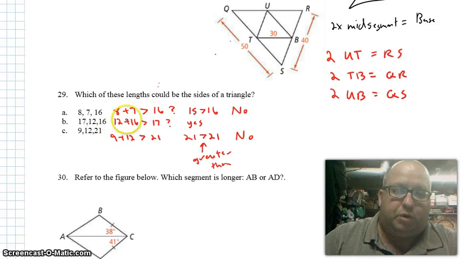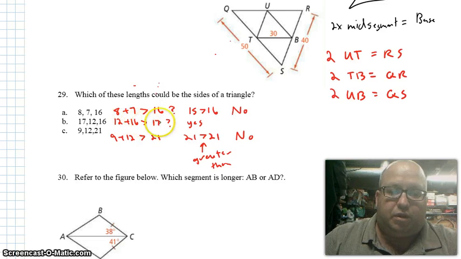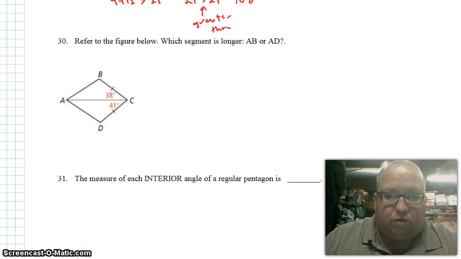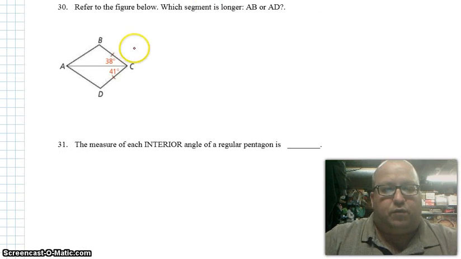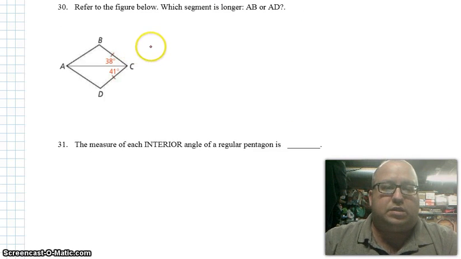Now, if you want to go through the motions on this yes one of checking the other combinations, 17 plus 16 bigger than 12 and 17 plus 12 bigger than 16, you can. But you really only need to check the 2 smallest ones bigger than the third one, and you're done. All right, so number 30. Refer to the figure below. Which segment is longer, AB or AD?